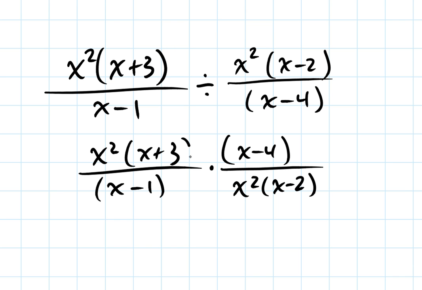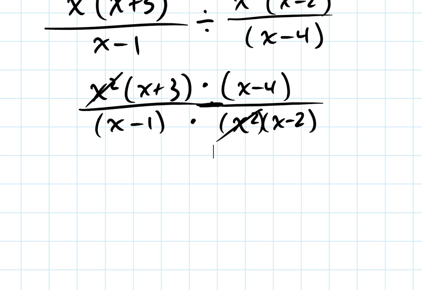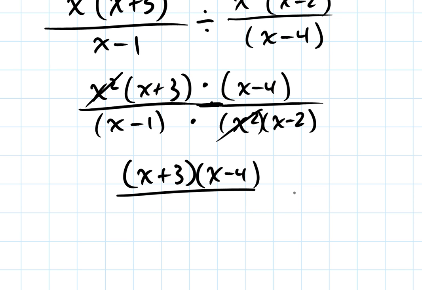Well, I can see that I have a common factor of x squared. If I go ahead and multiply the numerator times the denominator, I can see that there is a common factor of x squared. So I'm going to eliminate that. And the other thing I'm going to go ahead and do is, well, you know what, I don't have to multiply these out. I'll leave it in this form. So it looks like my answer is the numerator is x plus 3 times x minus 4, and the denominator is x minus 1 times x minus 2.